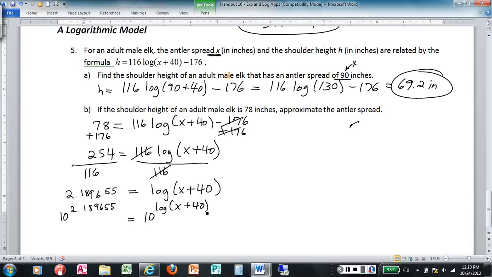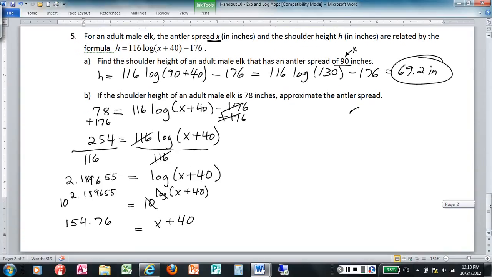Why do I do that? Well, that's because the 10 and the log base 10 cancel out. So on the right side, I have x plus 40. Now 10 to the 2.189655, let's go ahead and see what that is. It's 154.76, let's say. Yeah, this is what I have then left.